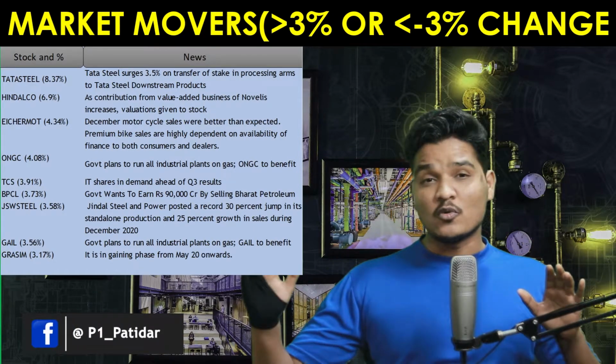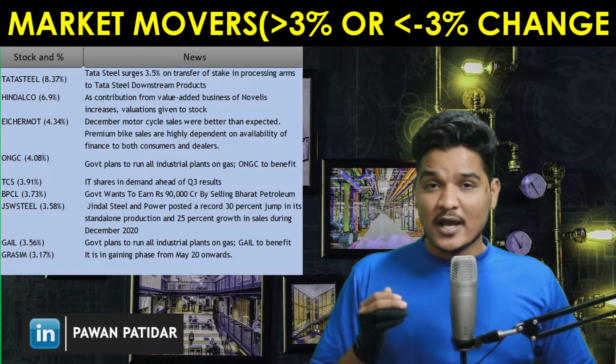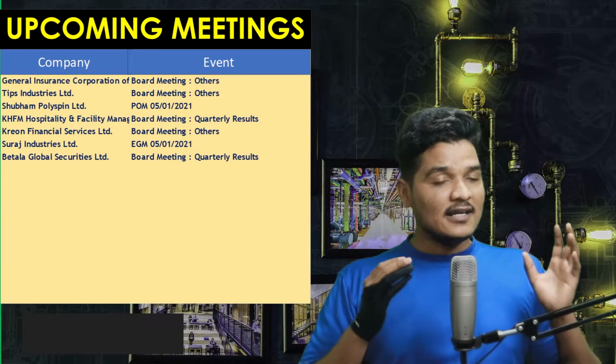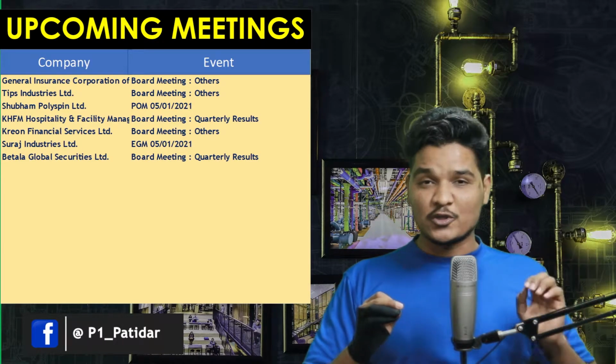But what about tomorrow? What can affect tomorrow? If you see, there are some companies which are going to hold meetings tomorrow, and that can affect the market. Well, what are those companies? If you see here, these companies are going to hold meetings tomorrow, and if you are trading in these companies, then definitely look out for news. If any good news comes, then definitely these shares are going to gain. These are the upcoming meetings.